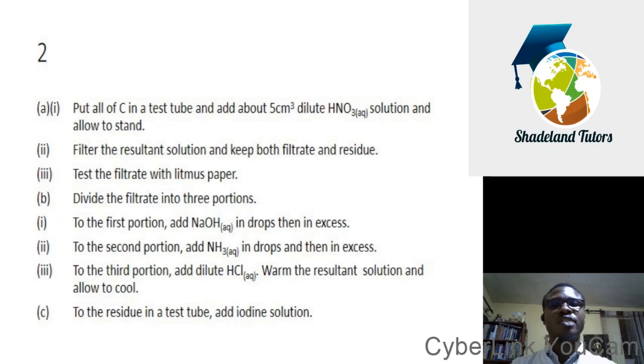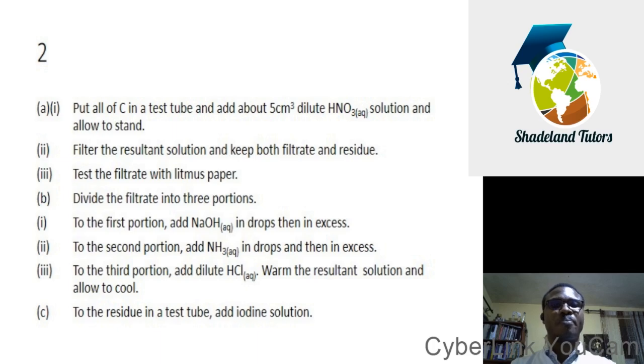Now, these are the likely questions you will be encountering. First, put all of C in a test tube and add about 5 cm³ dilute trioxonitrate(V) acid solution and allow to stand. Filter the resultant solution and keep both filtrate and residue. Test the filtrate with litmus paper. Divide the filtrate into 3 portions.